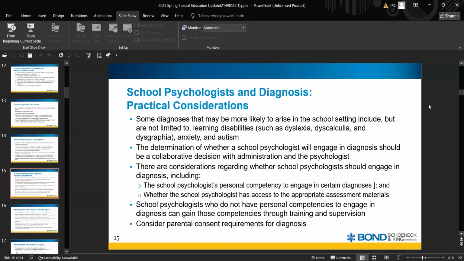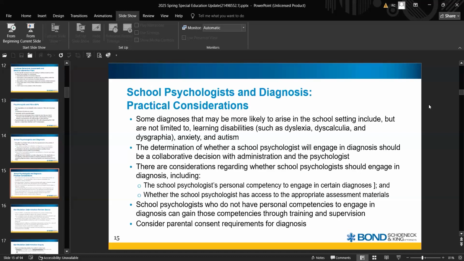Practical considerations. There's some diagnoses that are more likely to arise in this evaluation than others. So things like specific learning disabilities, dysgraphia, dyslexia, dyscalculia, and then anxiety, ADHD could be out there too, autism. So some districts, not many, some districts are training and supporting their school psychologists in being clinically sufficient in diagnosing certain diagnoses, like maybe anxiety and ADHD, because those come up so much. Because if we feel, let me back up. If we think that a diagnosis is important, we can't require the parent to go out and get that diagnosis. I used to say things to parents like, well, your kid might be eligible, but we don't have a diagnosis, so we can't find them eligible. That was not legal for me to say that.